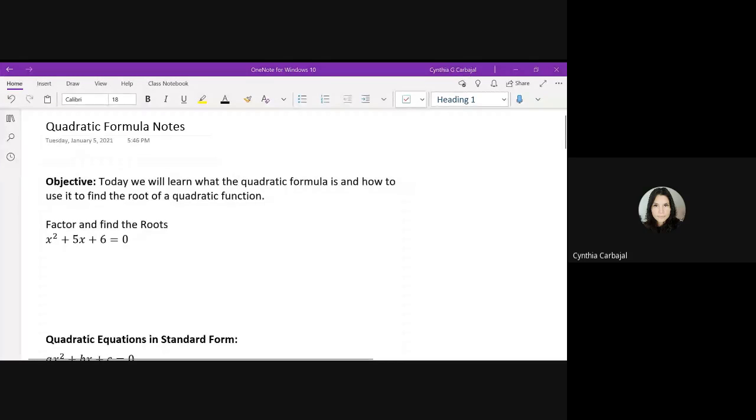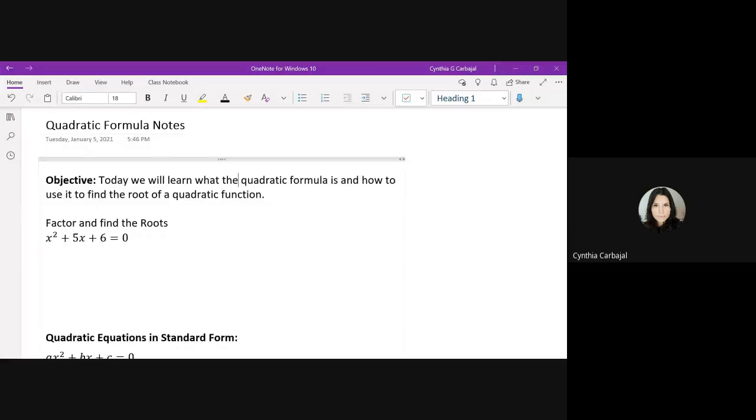All right, today we're going to be learning about the quadratic formula. This is something you already saw in Algebra 1, so it is not completely new. So hopefully it'll be more of a review. Our objective today says, today we will learn what the quadratic formula is and how to use it to find the roots of a quadratic function.